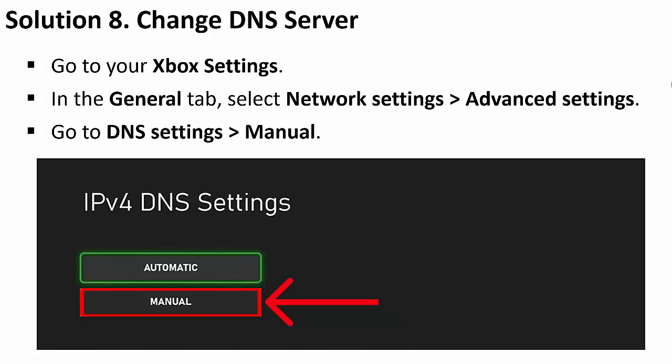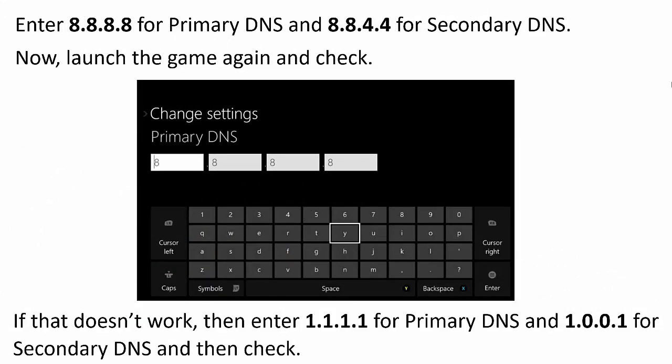Eighth solution is to change DNS server. Go to your Xbox settings. In the General tab, select Network Settings, Advanced Settings, go to DNS Settings and then click on Manual. Here enter the Google DNS. Enter 8.8.8.8 for primary DNS and 8.8.4.4 for secondary DNS. Now launch the game and check. If that doesn't work, then you can enter the Cloudflare DNS, that is 1.1.1.1 for primary DNS and 1.0.0.1 for secondary DNS, and then launch the game and check.